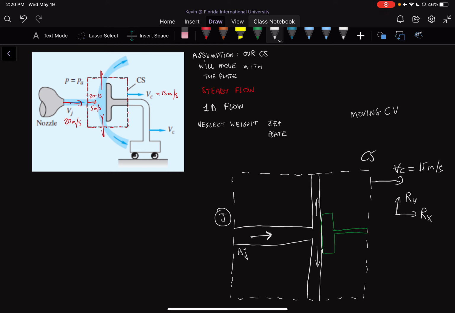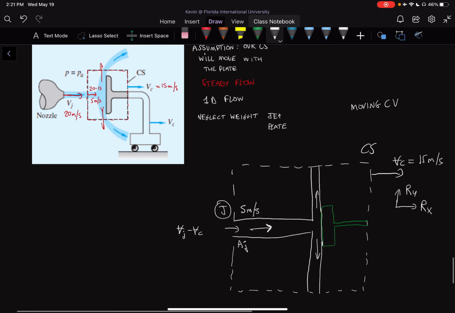fluid is coming in. And our fluid is coming into this area J at a velocity J, at a velocity of what? So our velocity is going to be equal to 5 meters per second. Because our control surface is moving at 15 meters per second, our velocity is actually going to be equal to 5 meters per second. That's really important to know. So our velocity coming in is essentially equal to Vj minus Vc. That's our relative velocity coming in, which is 5 meters per second.